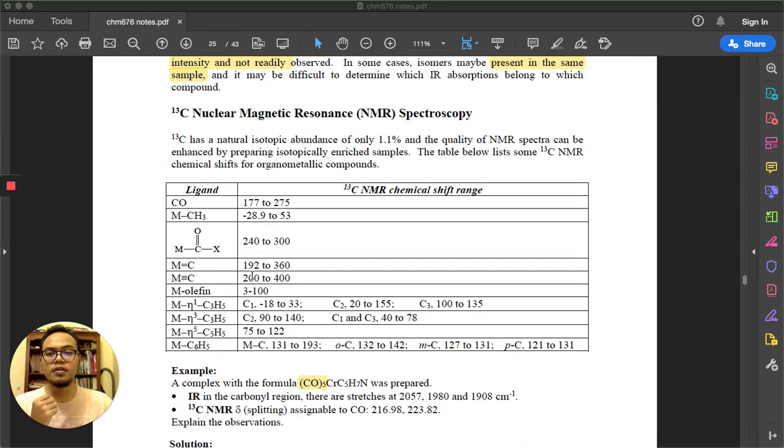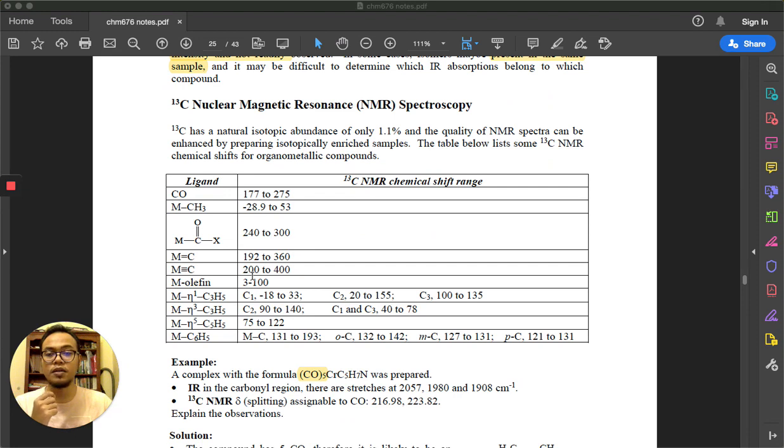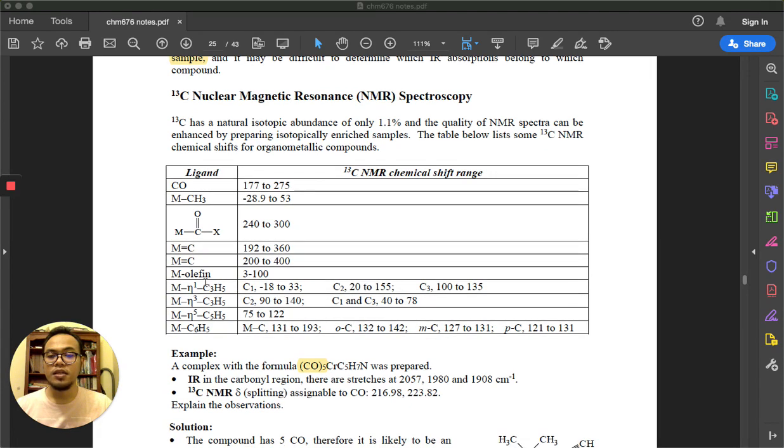We're going to move on to the last subtopic of our lecture today, which is carbon-13 nuclear magnetic resonance spectroscopy, or carbon-13 NMR spectroscopy. I'm sure you are very familiar with this spectroscopic technique. Nothing much to be discussed here, and I hope you are familiar with the facts of carbon-13. Shown in the table here are the chemical shifts for certain carbonyl. Normally they appear around 177 to 275. You can see metal to olefin, normally 3 to 100 ppm.